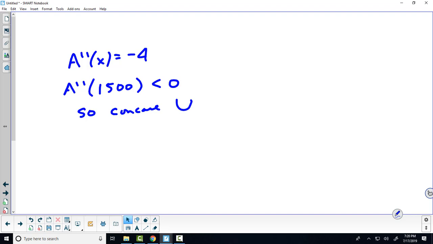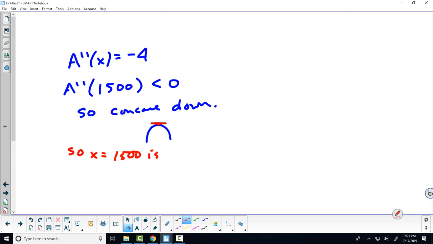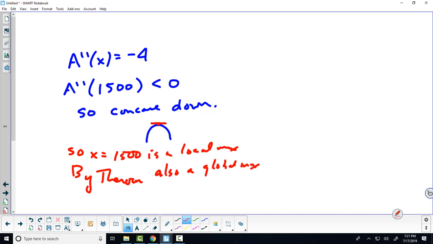Where on a concave down interval do we have a horizontal tangent line? Right there. So x equals 1500 is a local max by the theorem. I'll just put by theorem, and you don't even have to write that. It's also a global max, because there was only one critical number, and it corresponded to a local maximum. Therefore, it's the global maximum on that interval. So in fact, it's a global max on 0 to 3000.